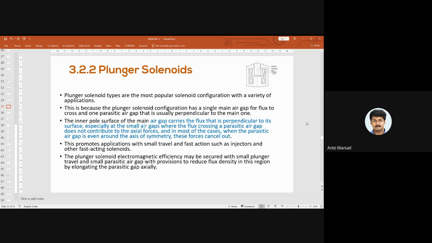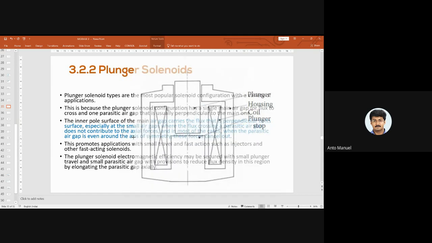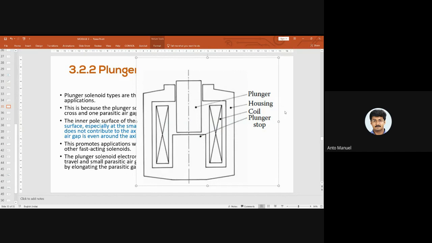In the first class, I demonstrated the inside part of a plunger solenoid. We investigated it, and this is the structure of a plunger solenoid. It has a housing section and a coil, and it consists of a plunger stopper. Obviously, it should have a plunger section, which is the movable part. Here some air gap will also be there, and that air gap leads to the movement of the plunger in the system.